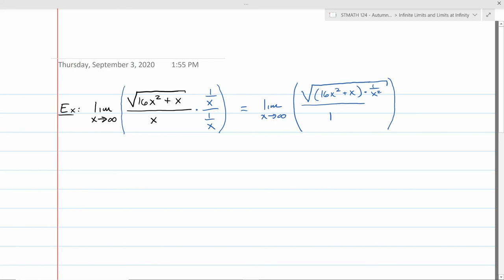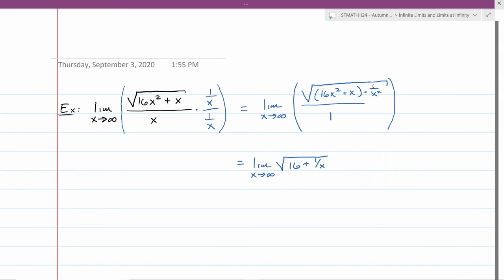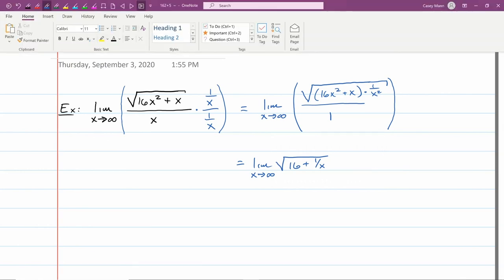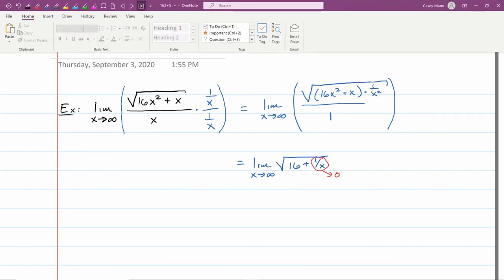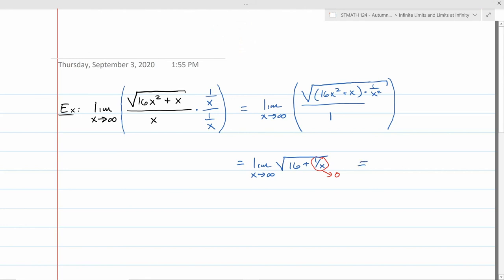And then now you can distribute the 1 over x squared inside the radical, and you'll have square root of 16 plus 1 over x inside the radical. And then I can just go ahead and forget about that 1, right? Dividing by 1 is the same as multiplying by 1. So I end up with just the square root of 16 plus 1 over x. And now the 1 over x, I know it's one of my atomic level facts. That 1 over x is going to 0. And I just end up with taking the square root of 16 when I take the limit, and so it comes out to 4.